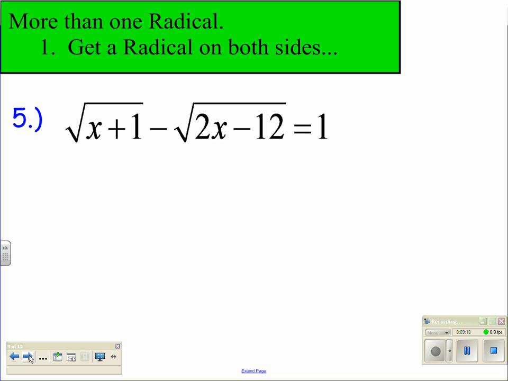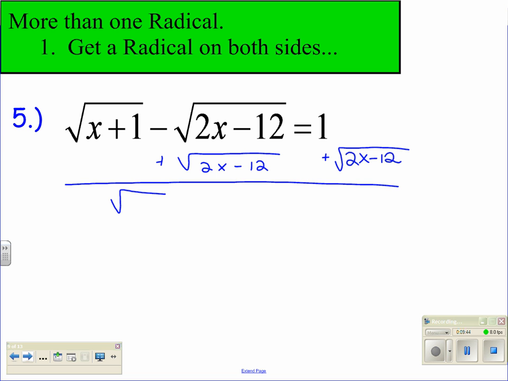So the very last problem: what happens if I end up with an equation that has more than one radical to it? Well, the first thing I would do is get your equation so that you have a radical on each side. So I'm going to add this radical over to this other side. So I'm adding the entire radical and the stuff that was underneath it to each side. That's going to leave me with square root of x plus 1 equals square root of 2x minus 12 plus that 1 that was already over there. So we've isolated the radicals, got each one on a side.